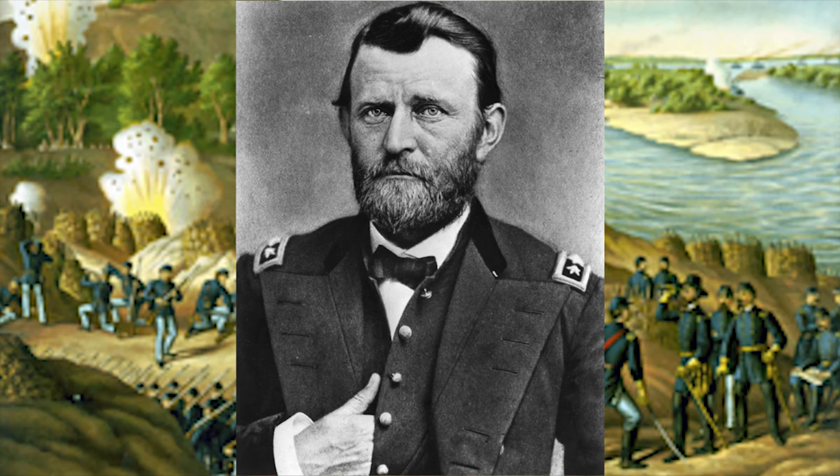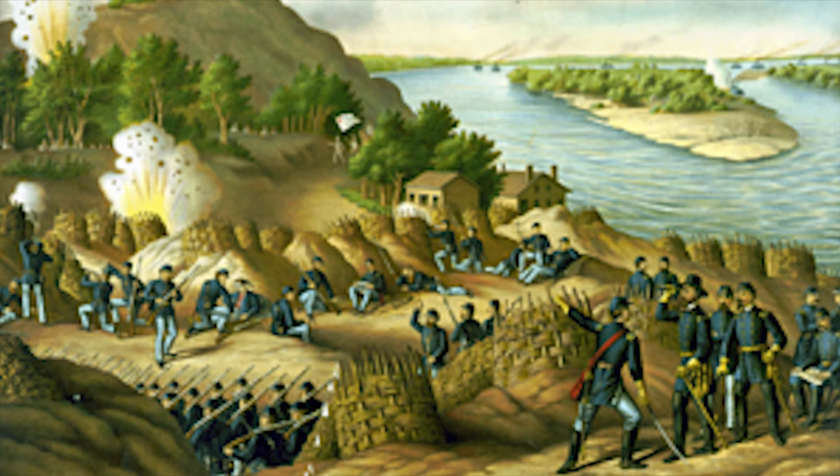July 4th, 1863. Far to the west on the Mississippi River, General Ulysses S. Grant takes Vicksburg after a long siege. At this point, the Union controls the entire river, cutting the Confederacy in two.